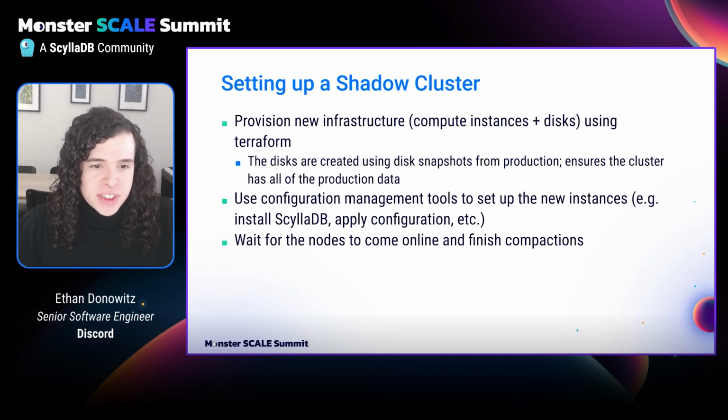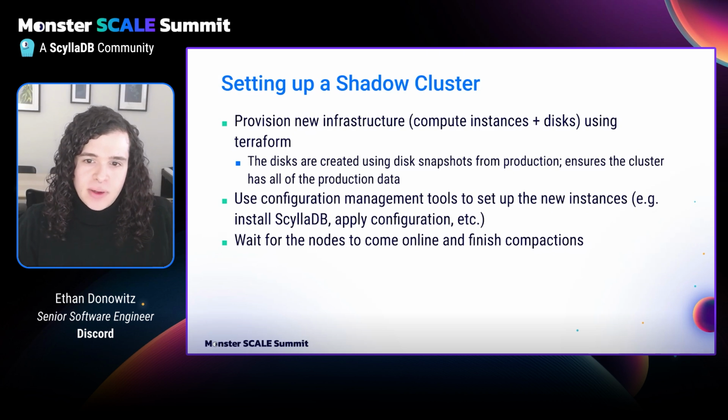So setting up a shadow cluster consists of a few steps. First, we need to provision the infrastructure. So we use Terraform to provision the compute instances and the disks. As I mentioned, the disks are created from production disk snapshots, which ensures that the cluster has roughly all of the same production data, but I'll talk about this a bit more later.